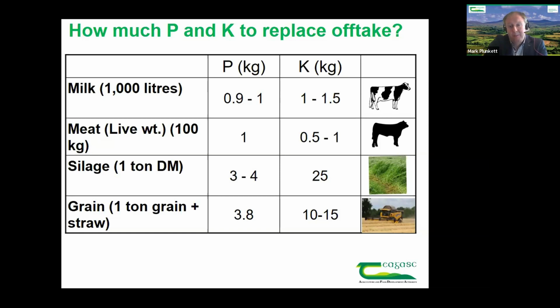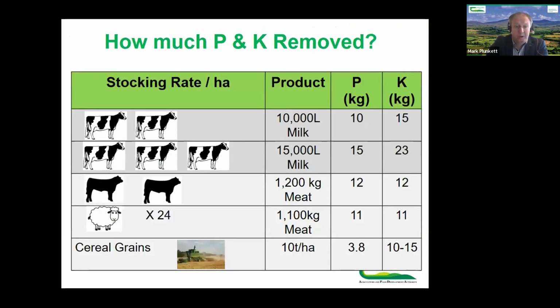That's what leaves either in the animal sales, in the milk tank or the bulk tank, or if you cut grass silage at harvest time, or when you cut cereals in terms of grain and straw, leaving the actual field. So look, I just worked these figures up. Depending on your system and your stocking rate, if you take maybe 2 cows to the hectare producing 10,000 litres of milk, there's something like 10 kilos of P and 15 kilos of K leaving in the milk or in the bulk tank.